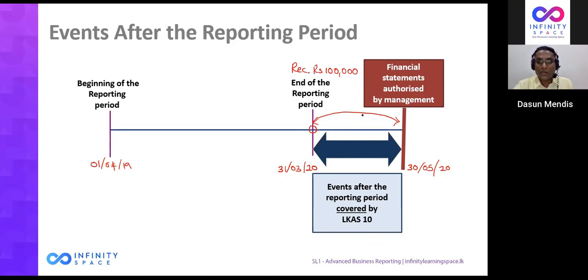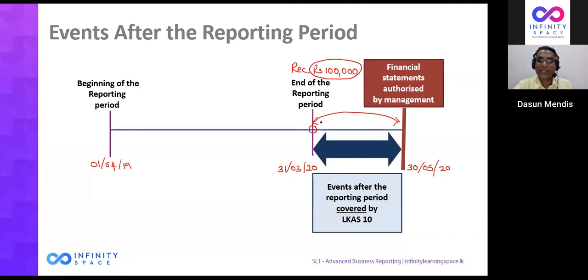Now, it's a foreign customer. Then during the events after the reporting period, that is after the year end, before the financial statements are authorized for issue, let's say somewhere in early May, you identify this customer is bankrupt. Now, the receivable balance that is there on the balance sheet, what are you going to do? Are you going to keep that, or are you going to write off that?